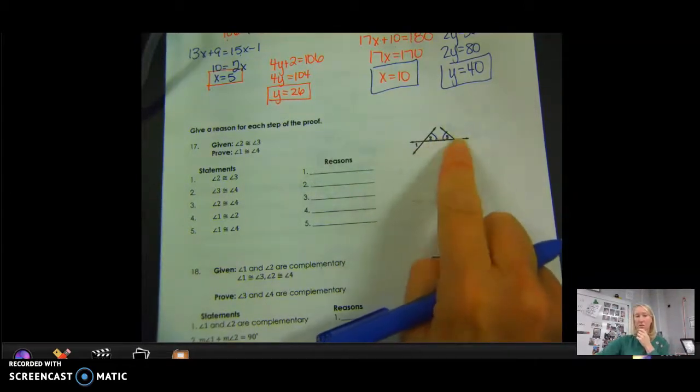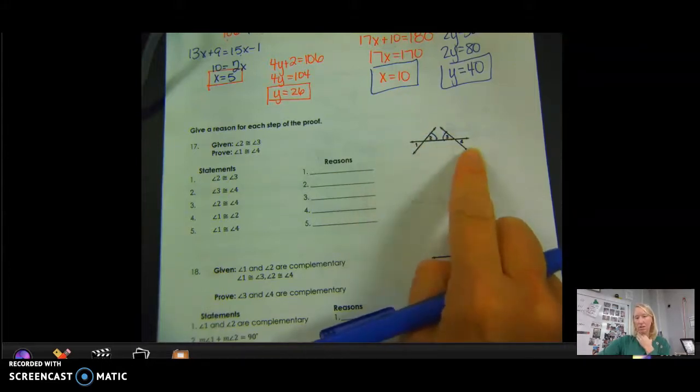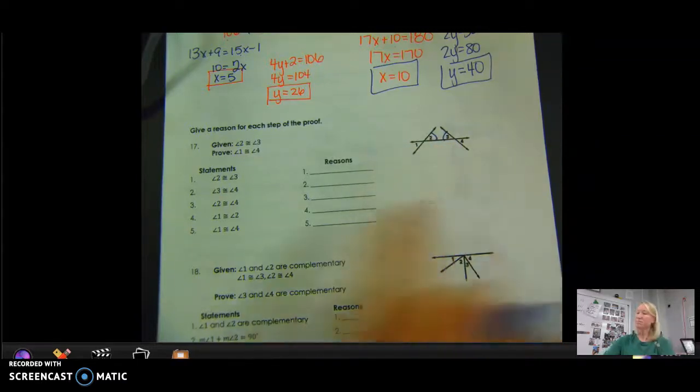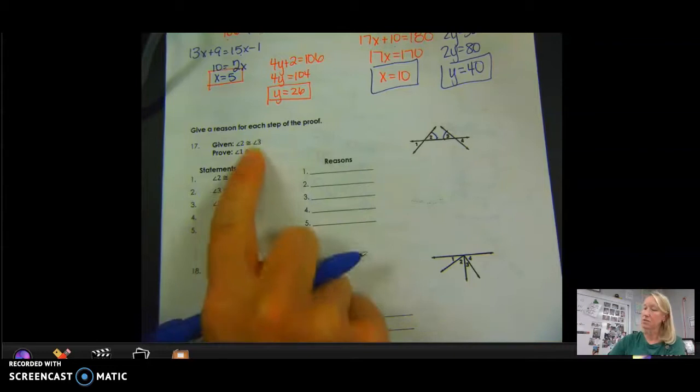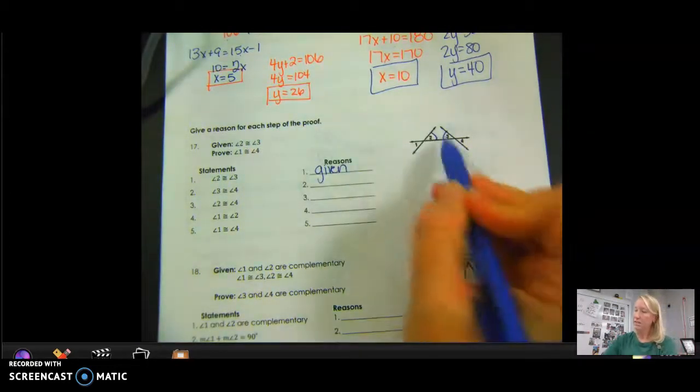Well, if I know 2 is equal to 3, I also know 2 is equal to 1 because of vertical, and I know 3 is equal to 4 because of vertical. That would then in turn make 1 equal to 4 because those are equal, right? Okay, so let's start here. 2 is congruent to 3. They gave me that, so that would be my given. 3 is equal to 4.